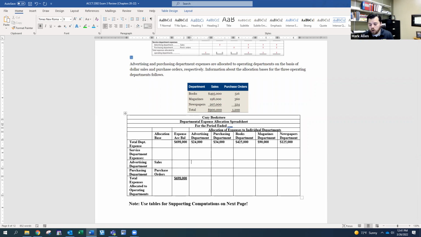And what we're going to hopefully find is that through this process, we're going to zero out my advertising department and zero out my purchasing department. That's what we're trying to accomplish in all of this: get those costs that are currently in advertising and purchasing and allocate them across the other three departments based on their usage of advertising and purchasing. That's the goal. That's where we're headed.